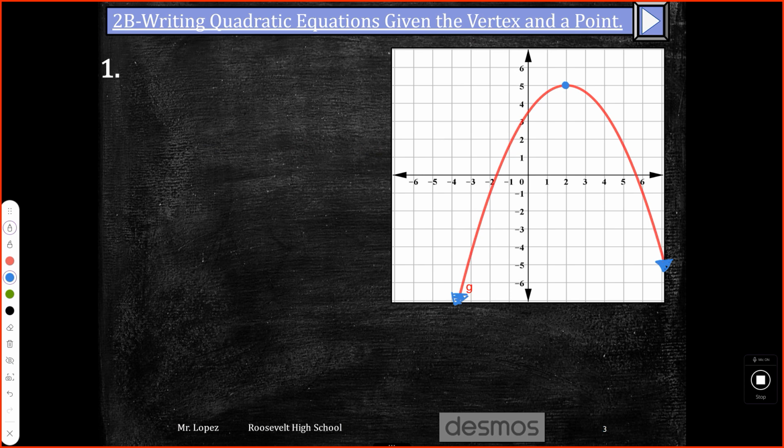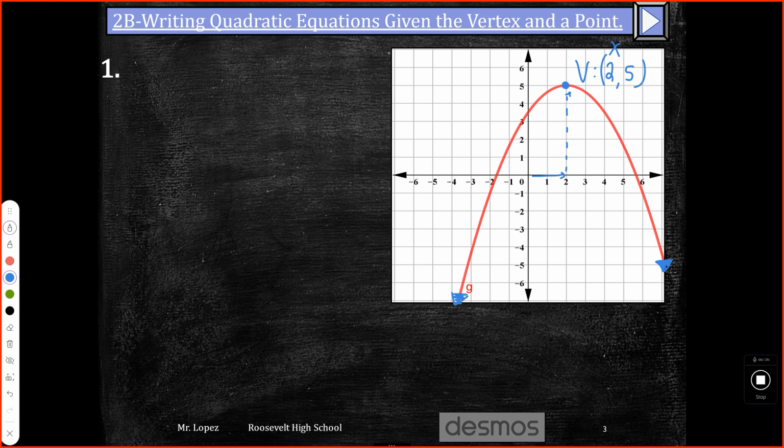So we do have the vertex. See, this is the vertex, and it's actually the highest it's going to go. It's a maximum. So the vertex is, it went this way too, meaning x is 2, and the y is 5. So the vertex is at 2, 5.